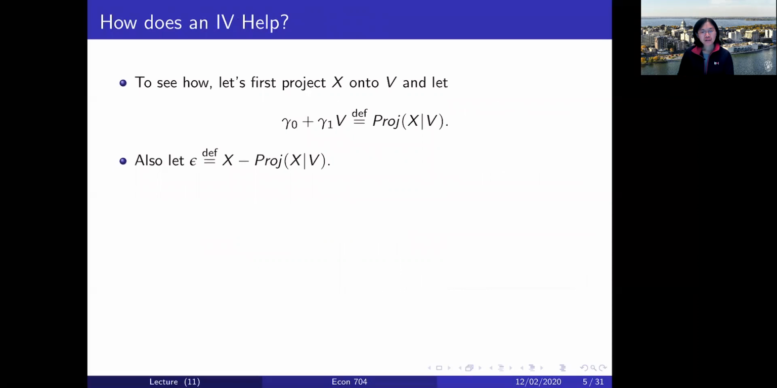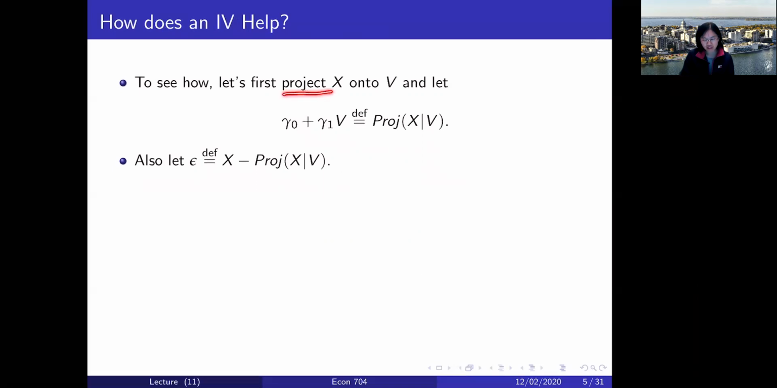Now, how does this kind of variable help us? How do we use such a variable? Once we have a variable like this satisfying these assumptions, how do we use it to obtain a consistent estimator for beta 1? To see how it helps, let's first do some mathematical exercise.